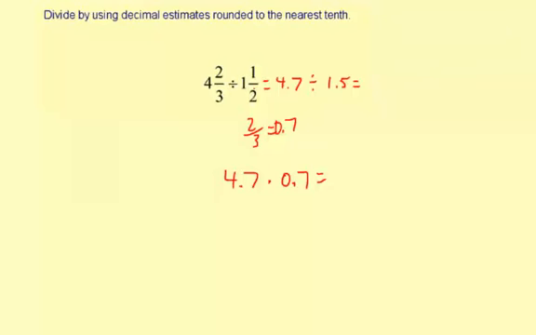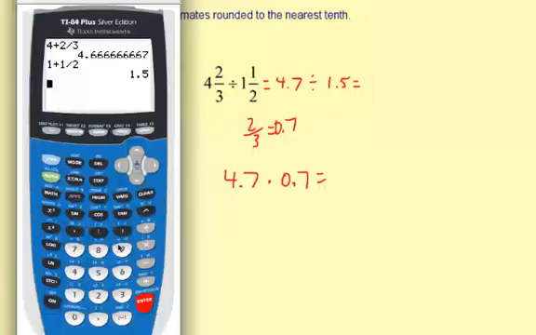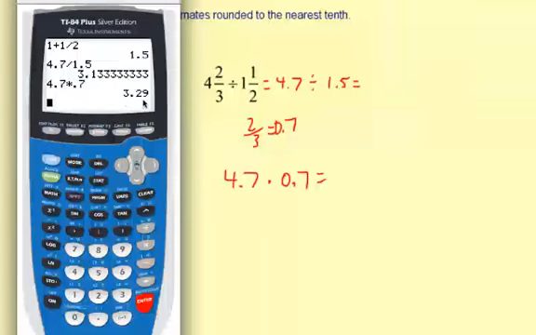Because this one you're just dividing the fractions, and this one you're multiplying by the multiplicative inverse of the second fraction. So let's compare. So we got 4.7 divided by 1.5. So that's 3.1. And let's do 4.7 times 0.7. It's 3.3. So there's a little difference there, but not a huge difference.